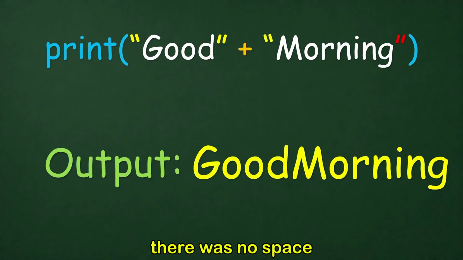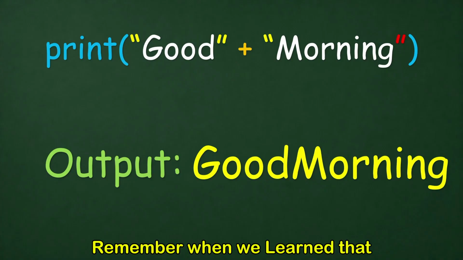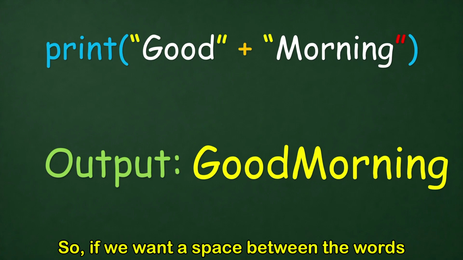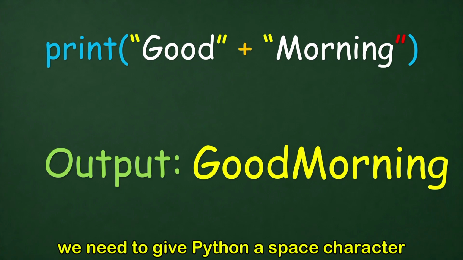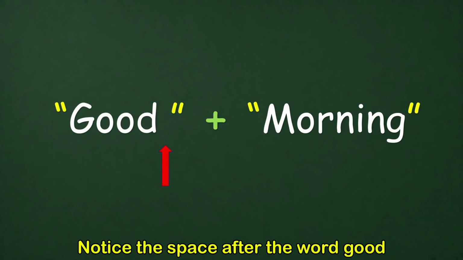Mystery solved. There was no space because we never gave Python a space. Remember when we learned that spaces are characters too? Python remembers that as well. So, if we want a space between the words, we need to give Python a space character, like this. Notice the space after the word good.